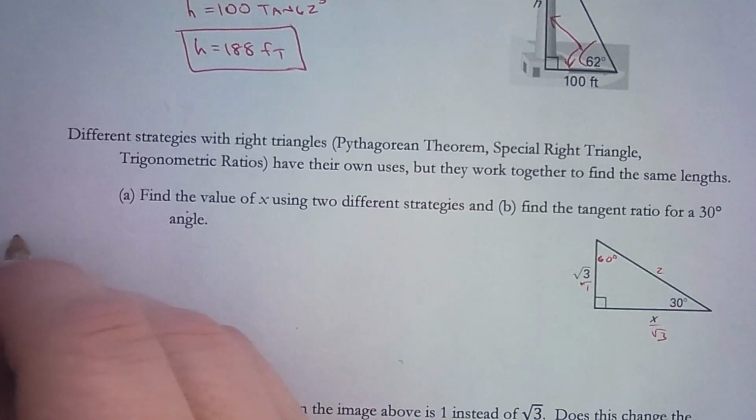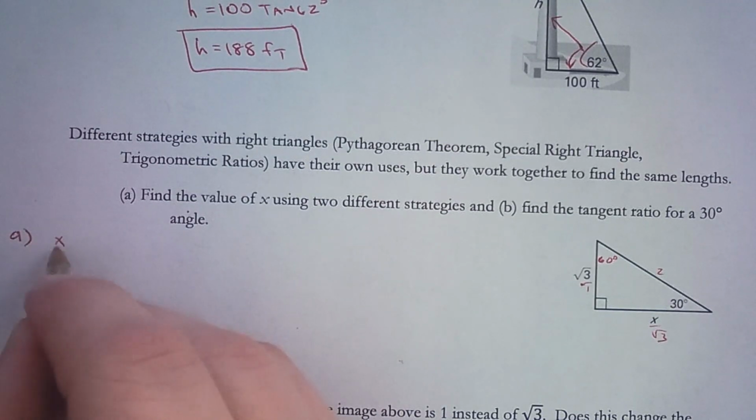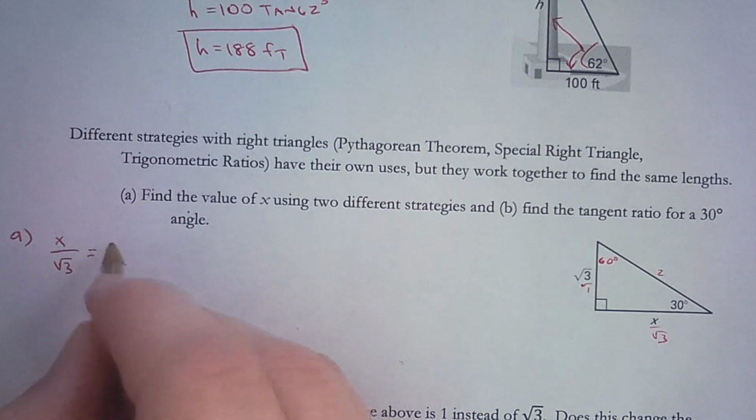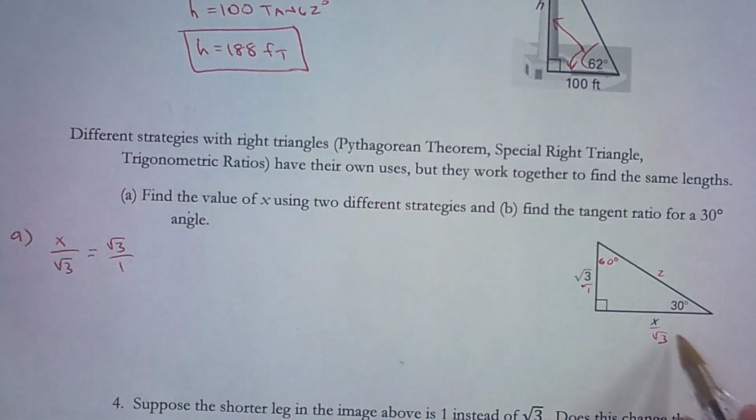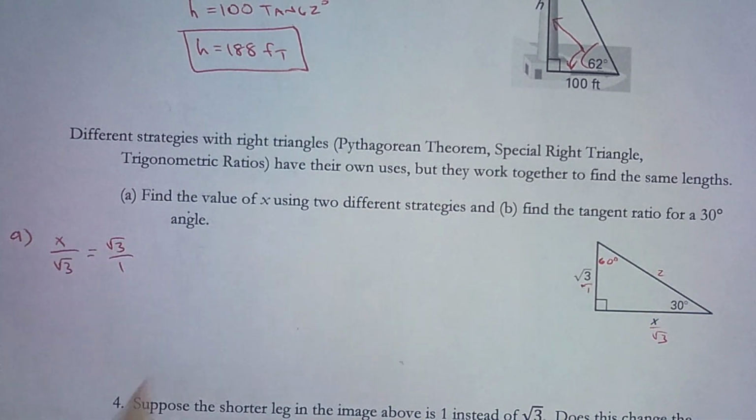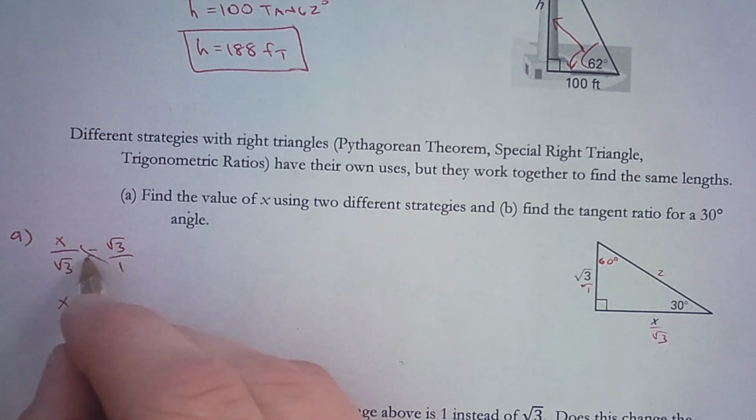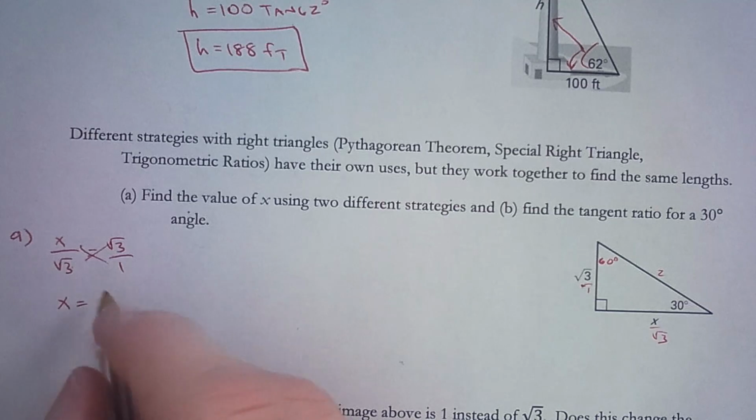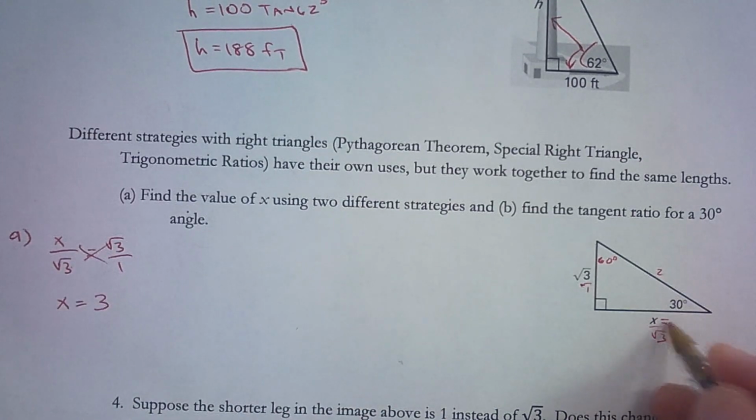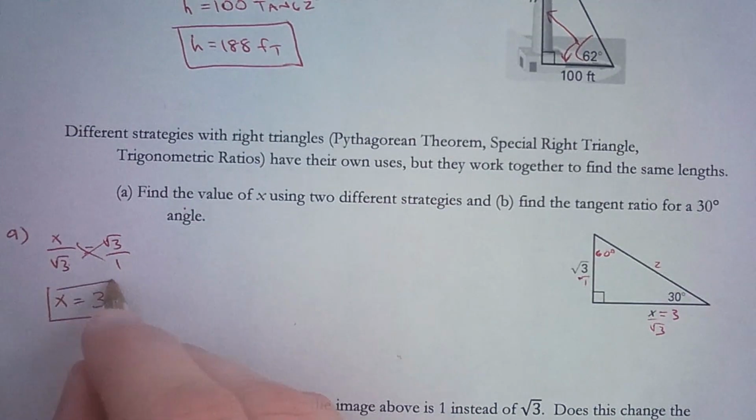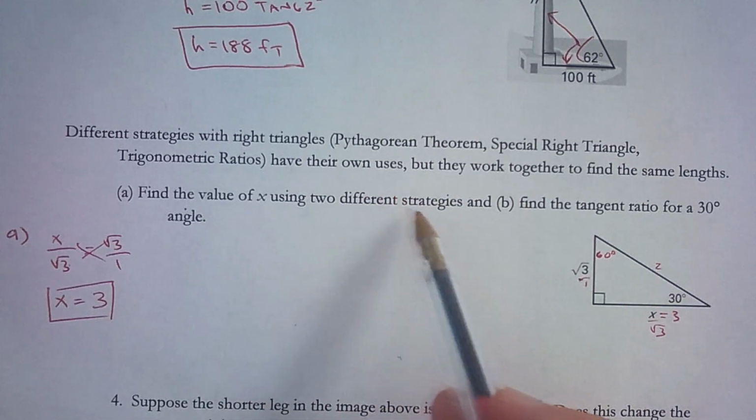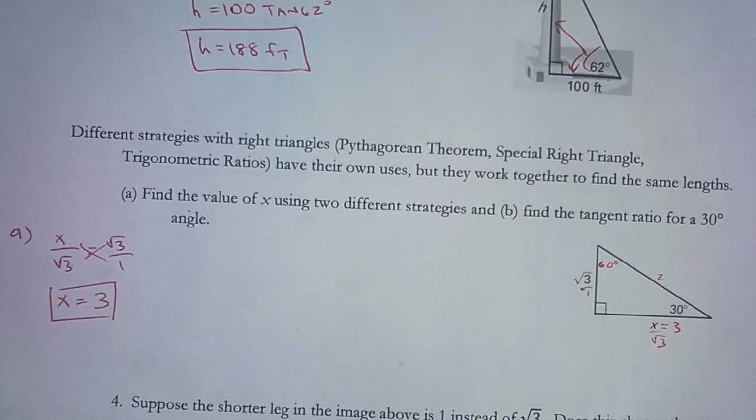So for part A here, x is to the square root of 3 as the square root of 3 is to 1. Okay, so our cross products are 1x, and then the square root of 3 times the square root of 3, which is 3. So we actually find that x is 3. Okay, now for A, we're using two different strategies.